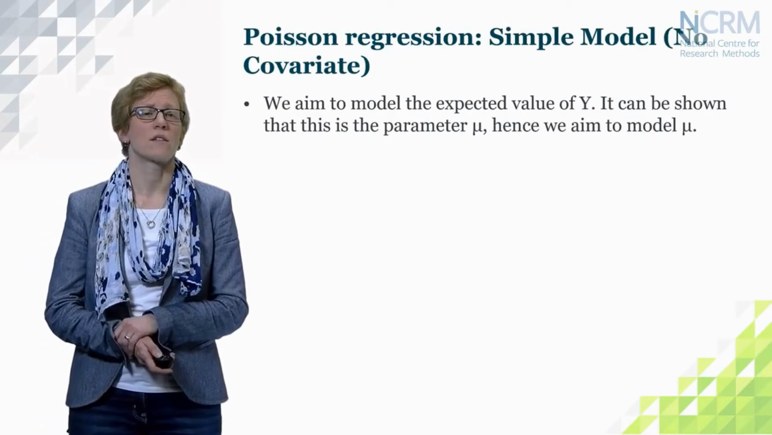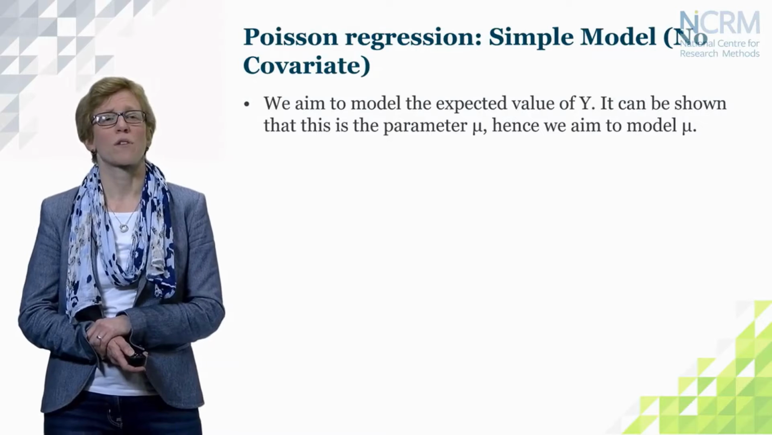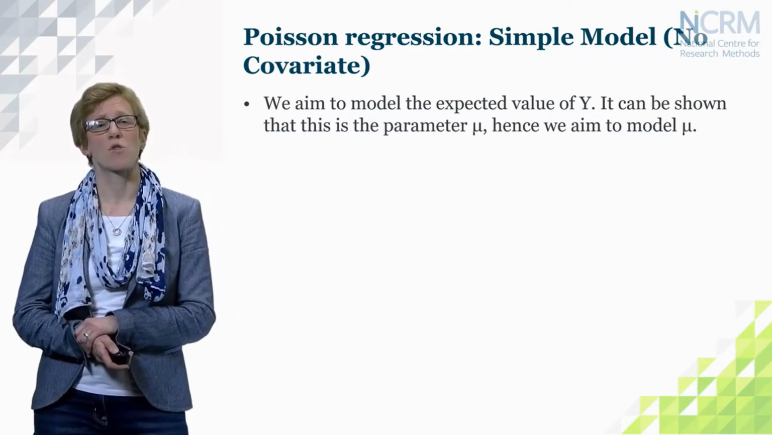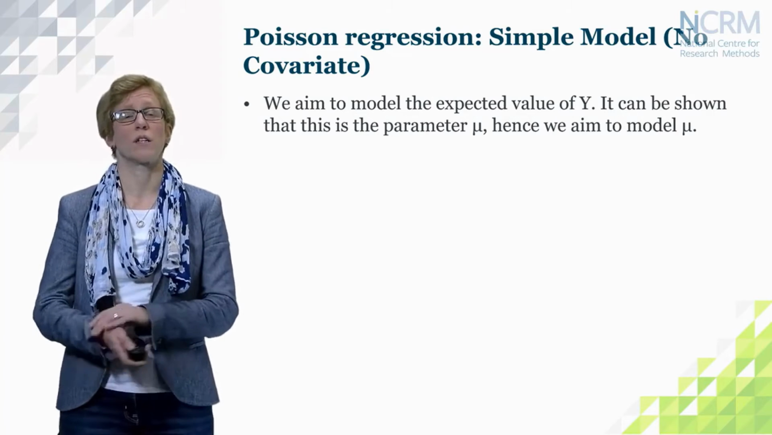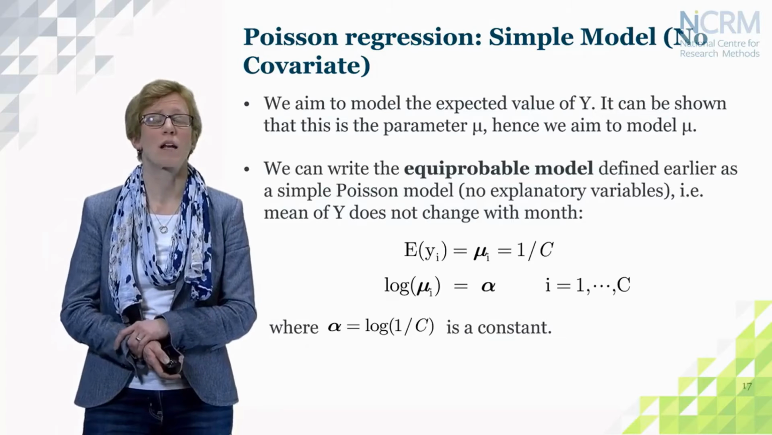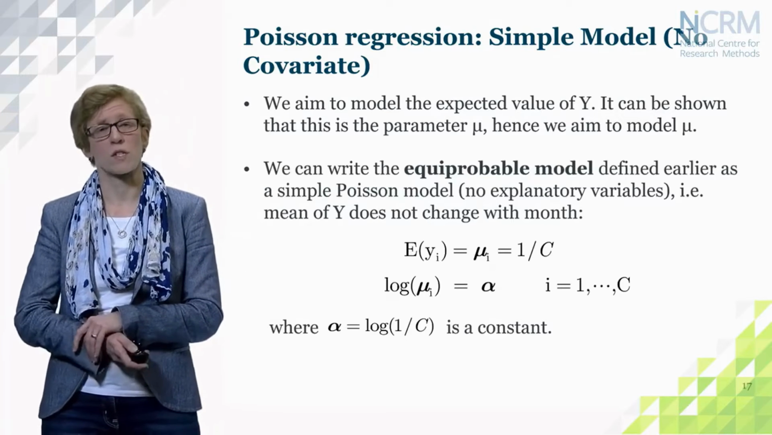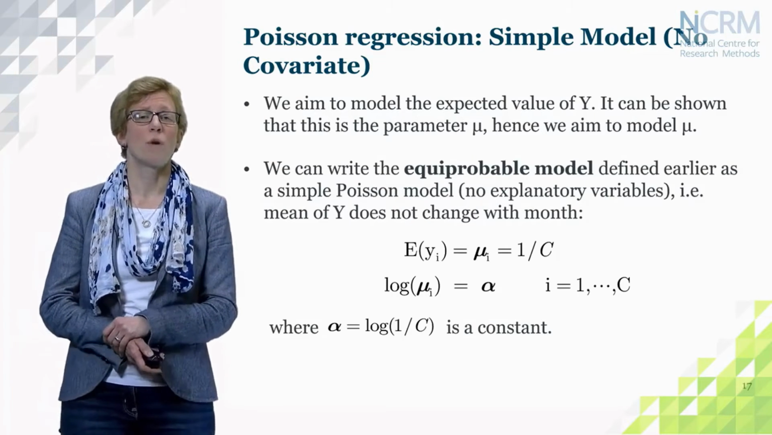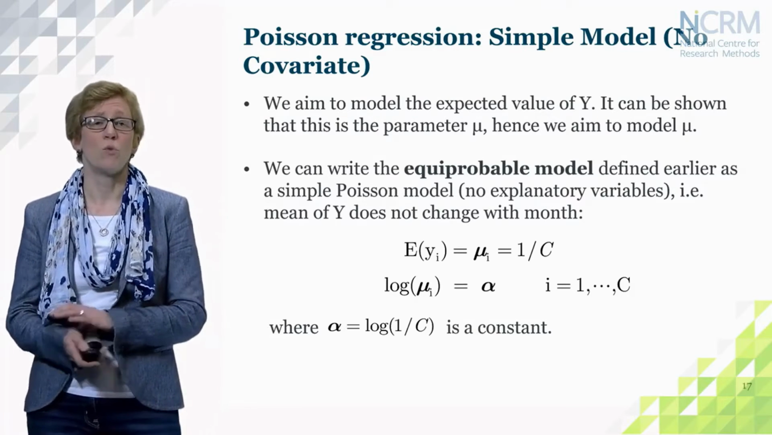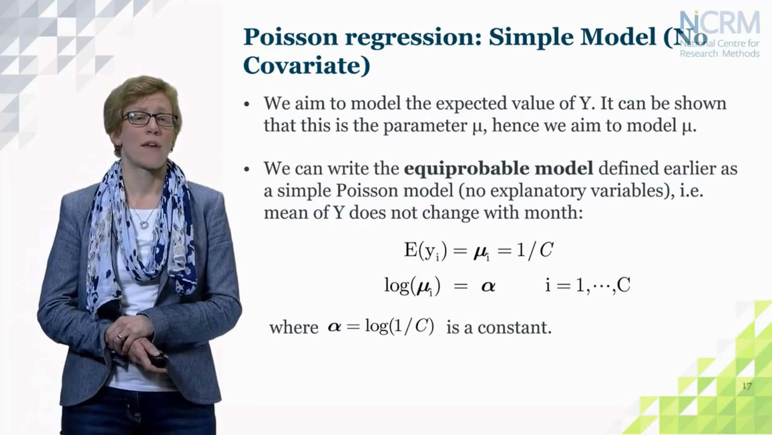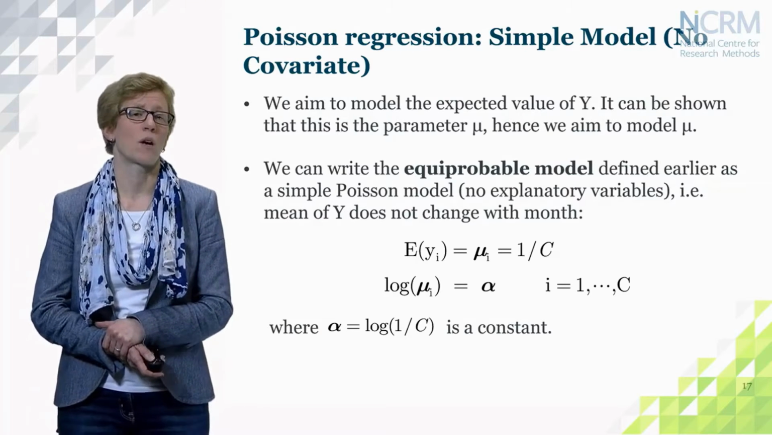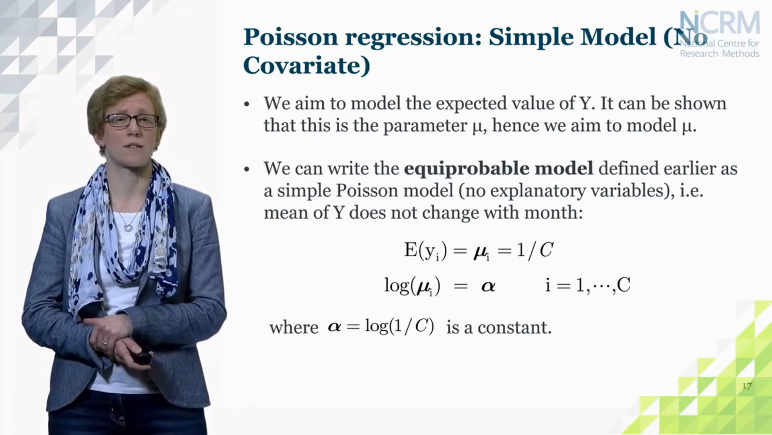Looking at the simple models to start with, we aim to model the expected value of y, and it can be shown that this is the parameter mu, hence we aim to model the parameter mu effectively in our Poisson model. So defining the equiprobable model that I had on an earlier slide, the intuitive notation, I'm now formalizing this, writing it down as the expected value of y, mu, the parameter mu, and that is then 1 over c, because we are making the assumption of equal probability across weekdays.